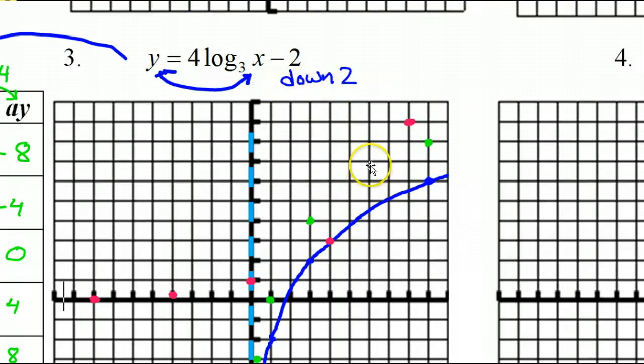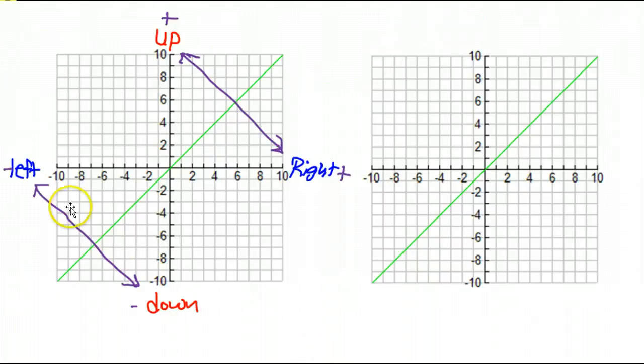Left. So if I want to do the inverse, down 2 is going to become left 2. Just one more time: down becomes left, left becomes down. The two negative terms change places. Anything that's up will become right, and anything that's right will become up.